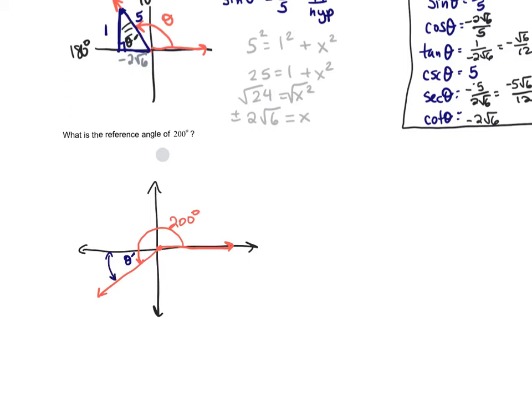So in this case, to find my reference angle here, I'm just going to subtract 180 from this. So 200 minus 180 is 20. So this reference angle is 20.